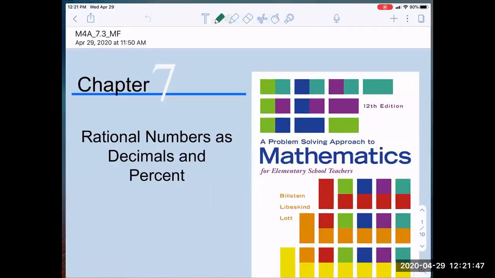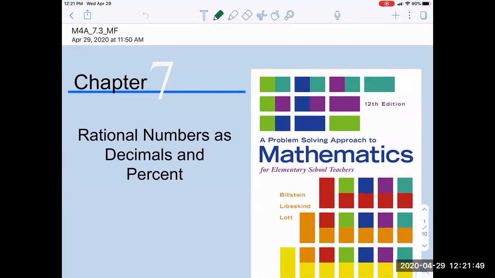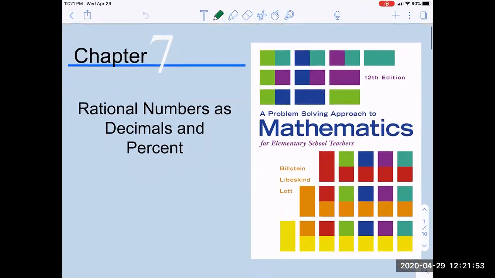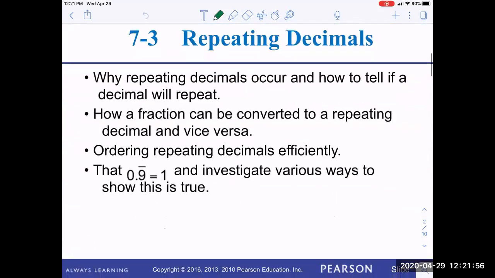Okay, section 7.3 coming up. It won't take long. Decimals, yay. Okay, this section talks about repeating decimals.